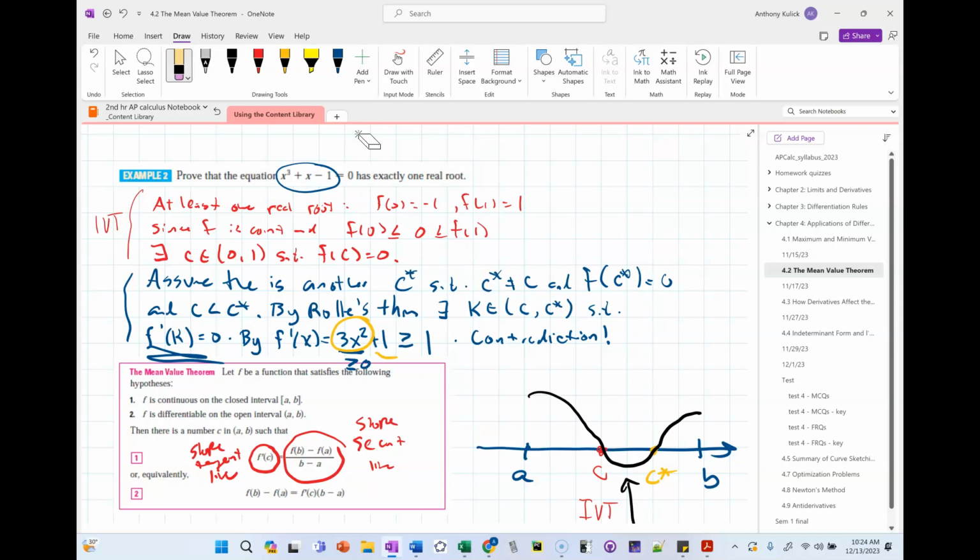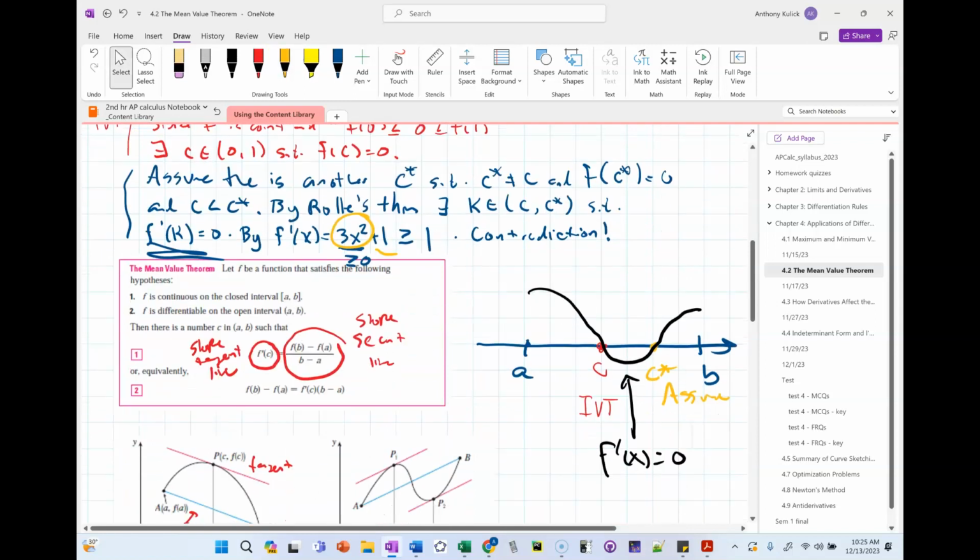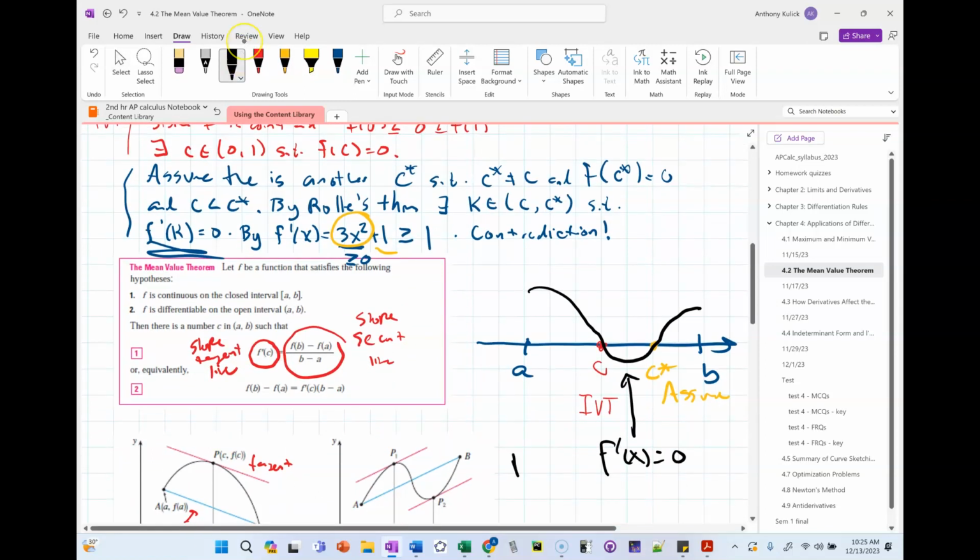Sometimes the picture is better than the symbols. It's like, oh, that's what it's saying. Yeah, that's what it's saying. So we get that from assumption, and this is from Rolle's theorem. We get the derivative is 0 somewhere in there.